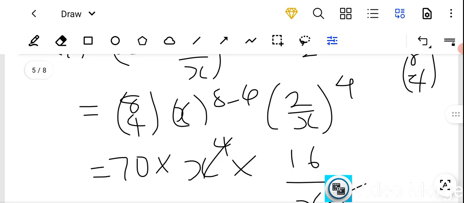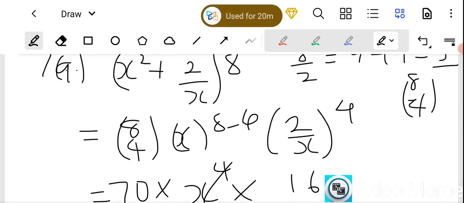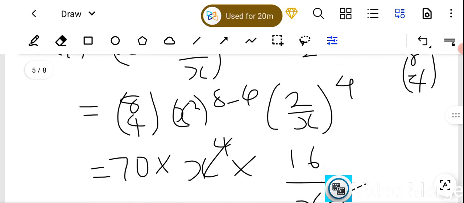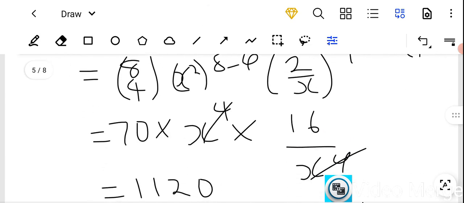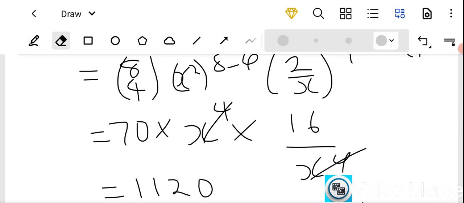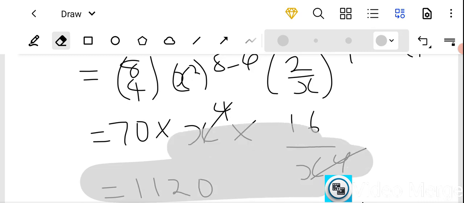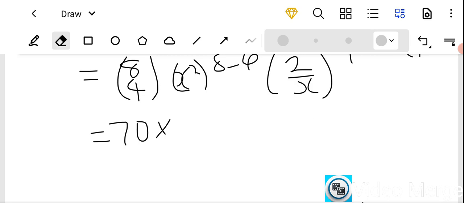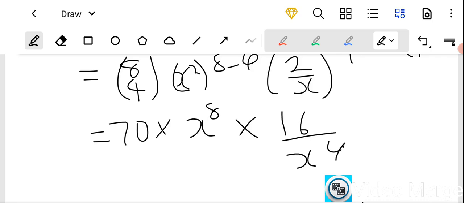Oh no, here those x squared, actually I didn't take note of that. So x squared to the power 4, index of an index, so take note, sorry for that mistake, didn't see that one. So x squared to the power 4, index of an index just means 2 times 4, so x to the power 8 times 16 over x to the power 4, where this and this will give us x to the power 4.